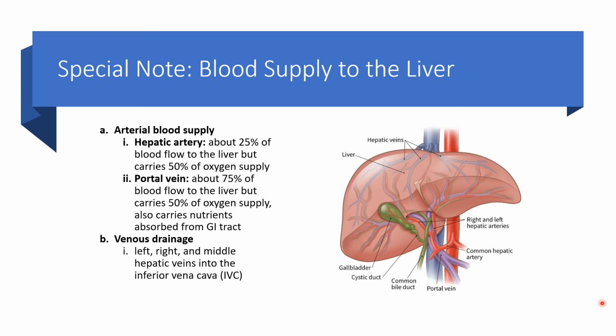So let's look at this picture here. You got your hepatic artery supplying 25% of blood flow to the liver, your portal vein supplying 75% of blood flow to the liver, but each of these vessels is responsible for 50% of the oxygen supply.